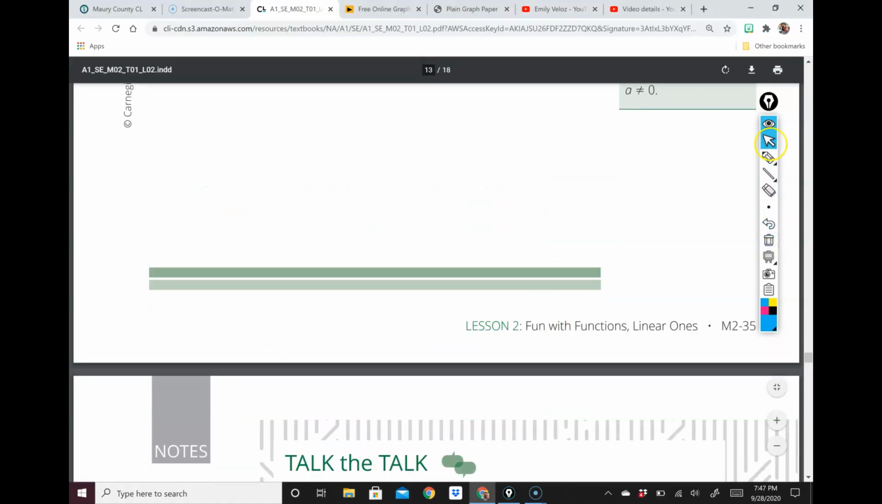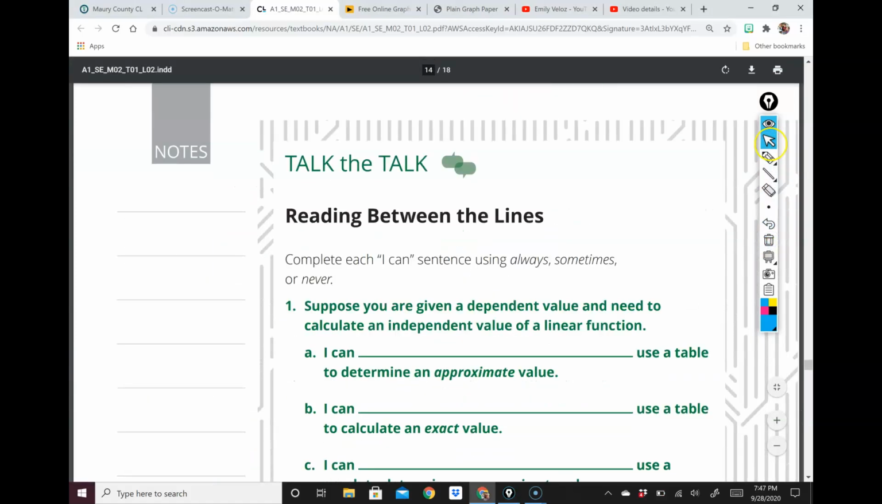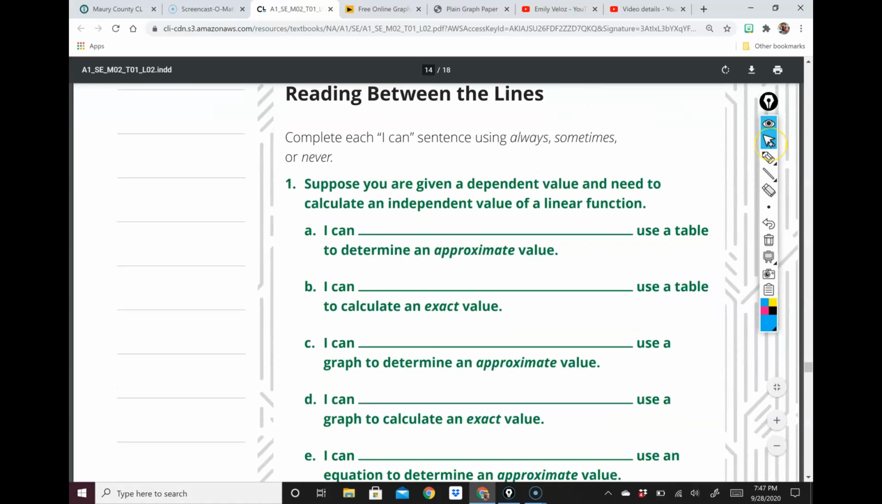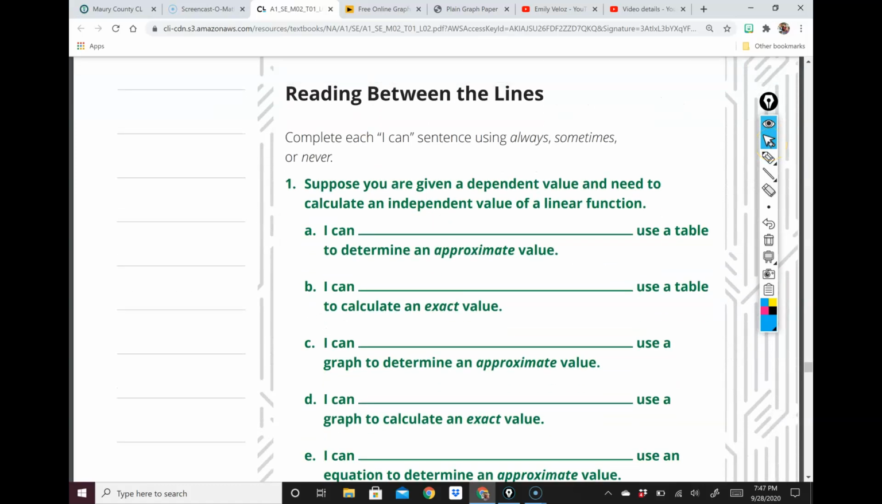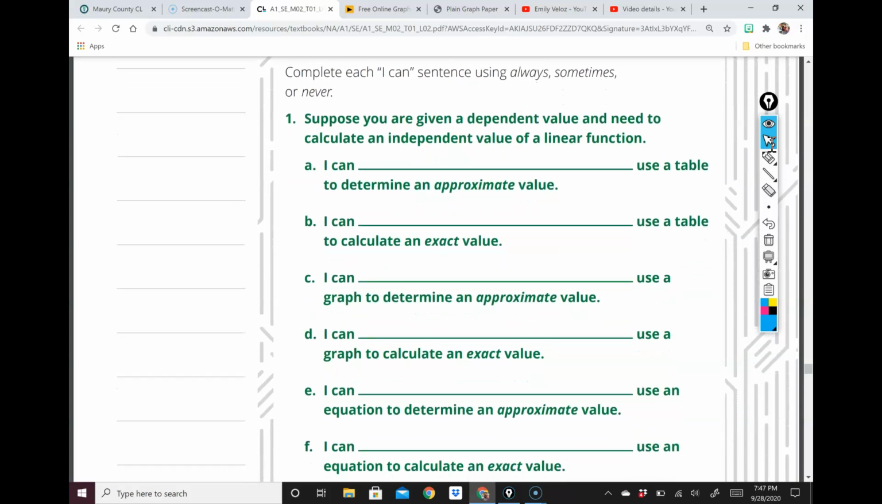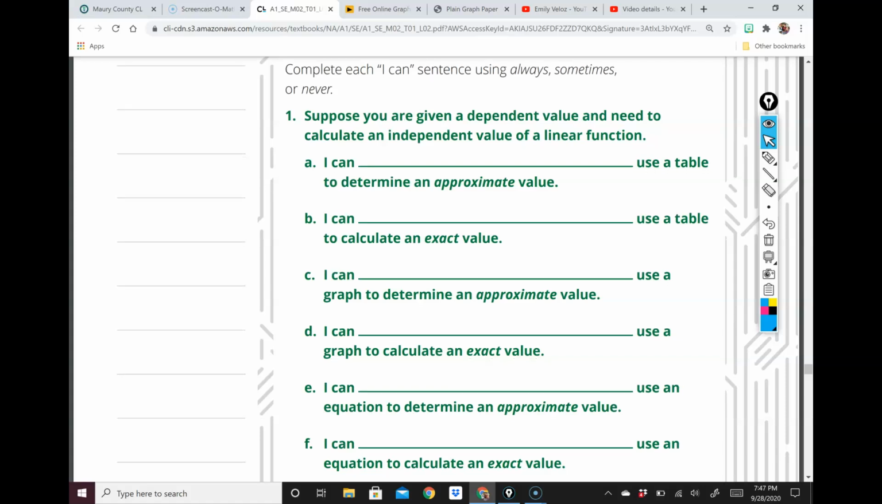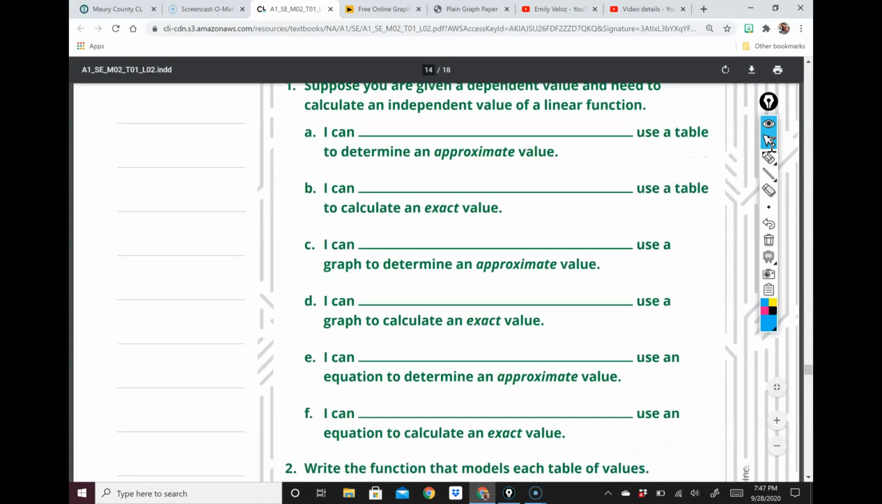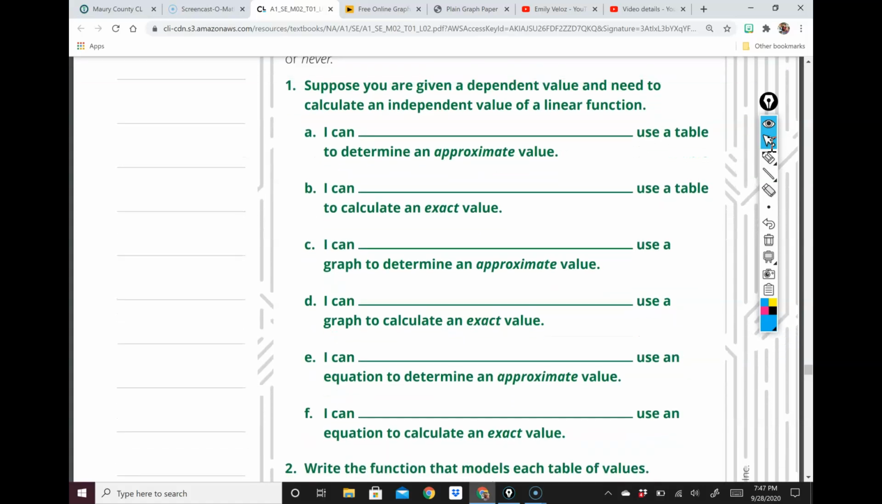Let's talk the talk. Reading between the lines. Complete each I can statement using always, sometimes, or never. Suppose you are given a dependent value and need to calculate an independent value of the linear function. I can blank use a table to approximate the value. Yes, always.